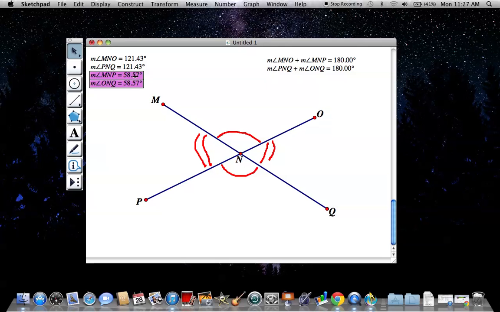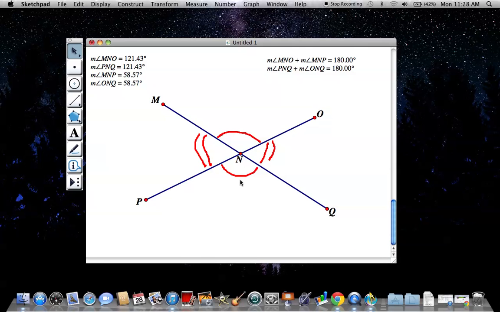They both are equal to the exact same thing. Okay, so if you notice I use 2 tick marks here to distinguish. If you have more than one pair of congruent angles that aren't the same measure, then you can just add tick marks to them.